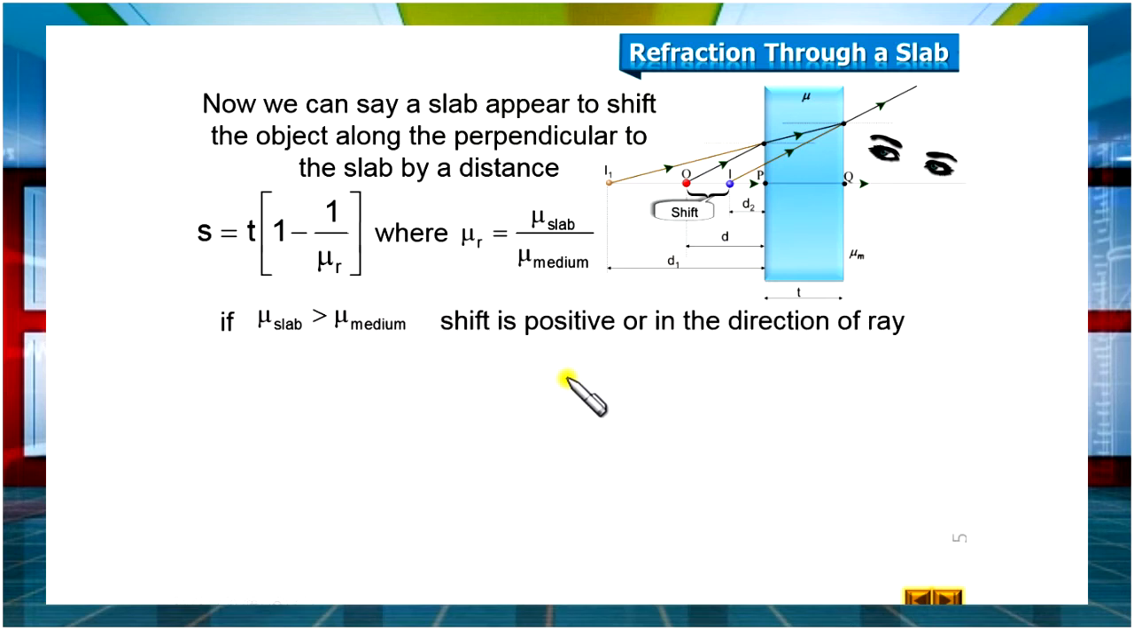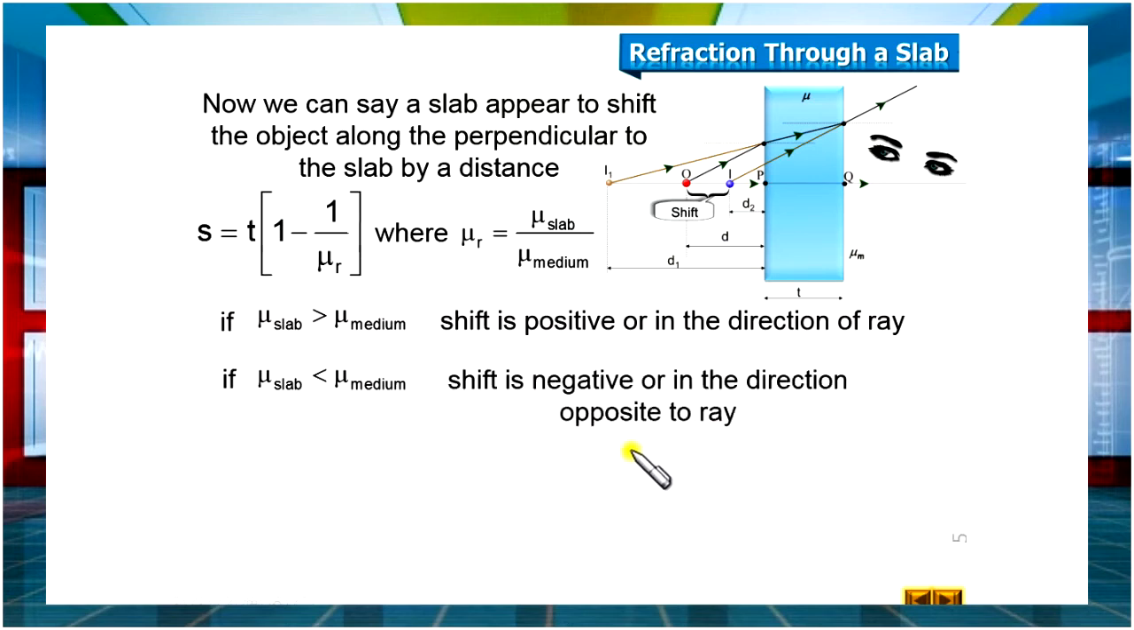Positive shift means in the direction of the ray traveling. If we consider the second case, where the refractive index of the medium is greater than the refractive index of the slab, that is mu slab is less than mu medium, this value should be less than 1. If this value is less than 1, this value is greater than 1. It means this shifting should be negative. And negative shifting means in the direction opposite to the ray traveling.